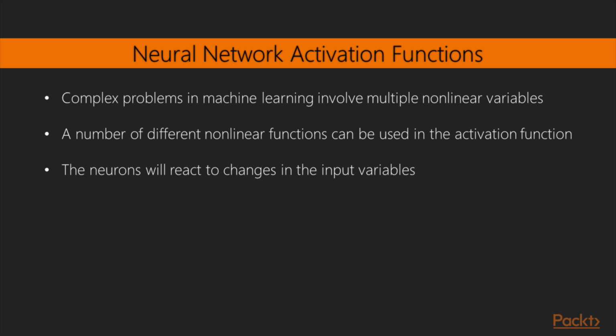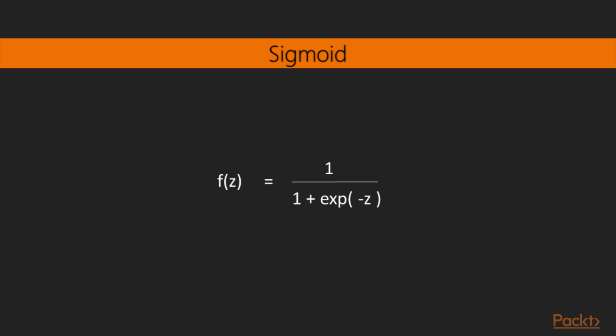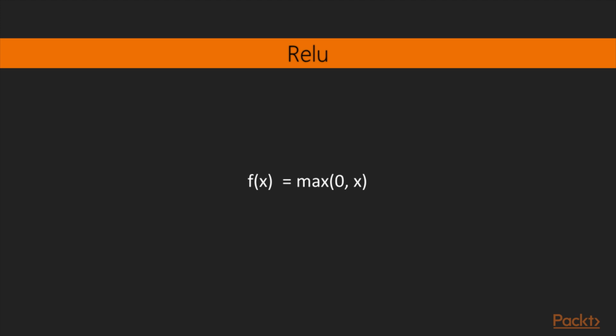In order to represent nonlinear models, a number of different nonlinear functions can be used in the activation function. This implies changes in the way the neurons will react to changes in the input variables. The most common activation functions used in practice are Sigmoid, tanh, ReLU. Sigmoid, the canonical activation function, has very good qualities for calculating probabilities in classification problems. Tanh, very similar to the sigmoid, but its value range is -1 to 1, instead of 0 to 1.